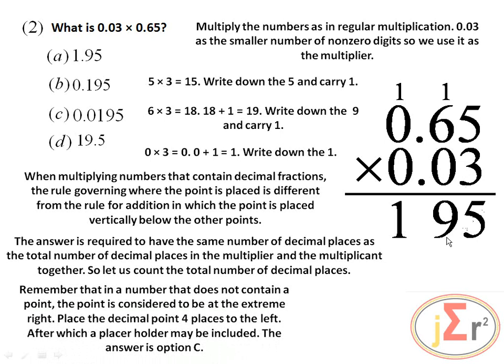Remember that in a number that does not contain a point, the point is considered to be at the extreme right. So we're going to place the decimal point 4 places to the left. Of course, right here is where the point is considered to be. And we are going to place the decimal point in the end 4 places to the left.